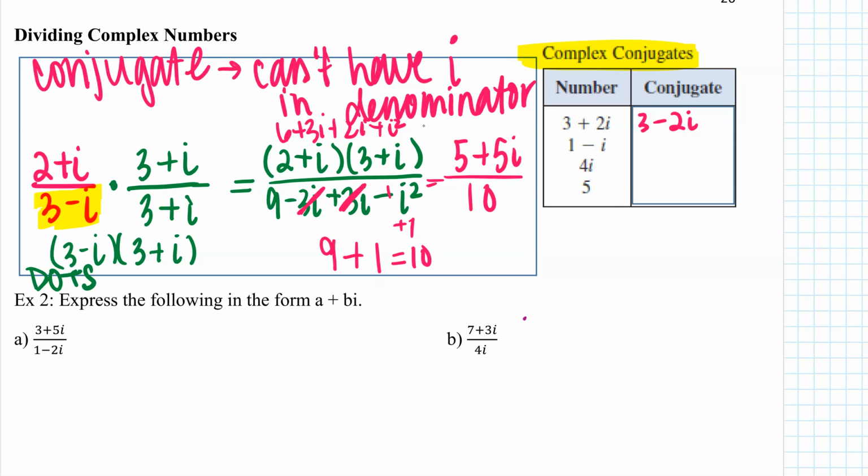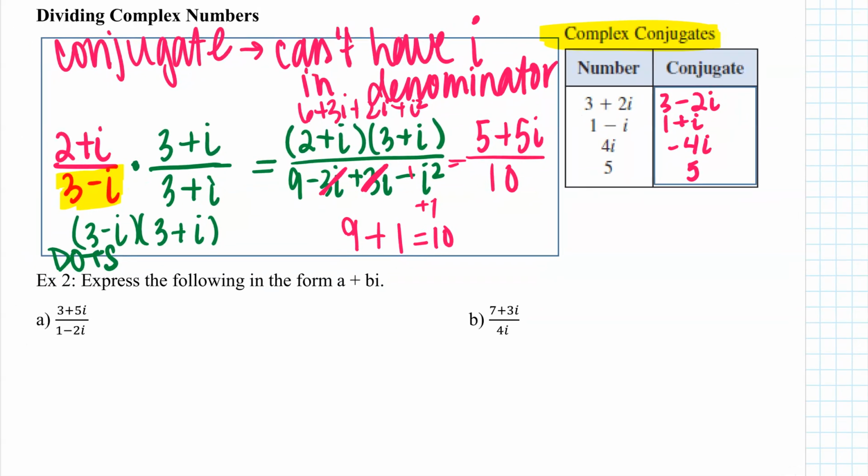If I have something like 1 minus i, like we just did in our problem, then I'm going to have a plus as my conjugate, 1 plus i. If I have 4i in the bottom, then my conjugate is going to be -4i. And if I just have a 5, it's a constant, so the conjugate is just 5. You don't really need to simplify the bottom. So it's there if you need it, but that's what it is.